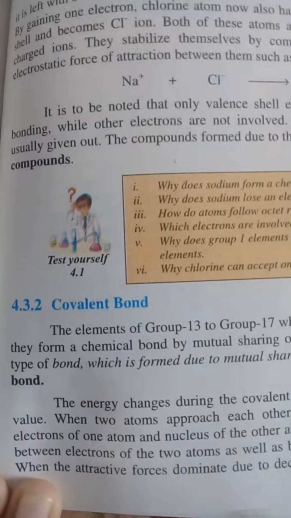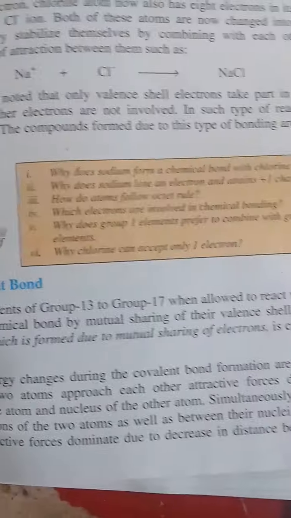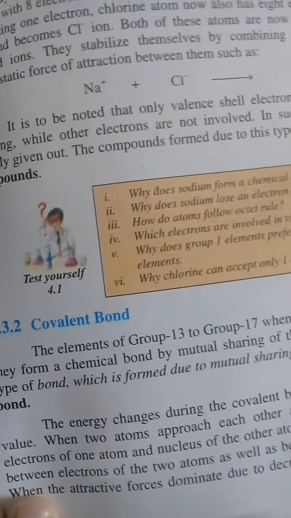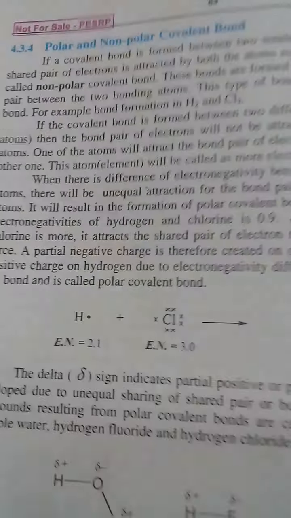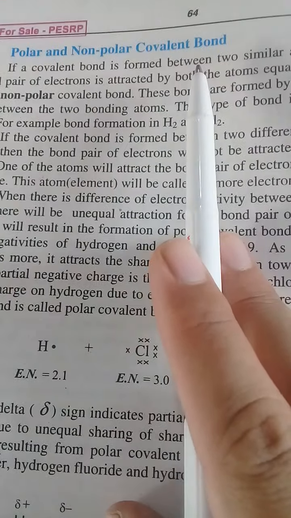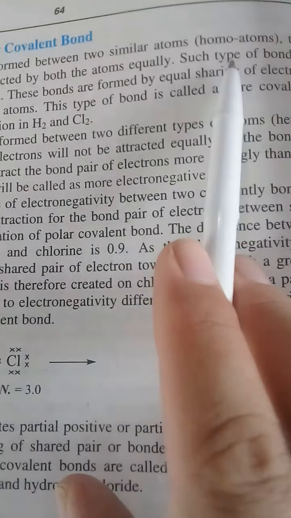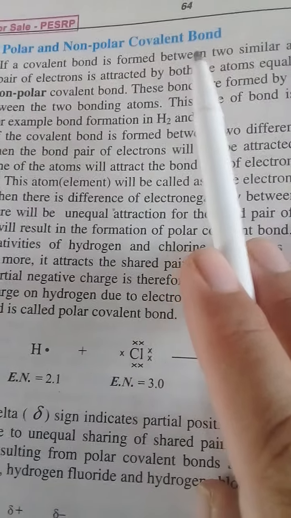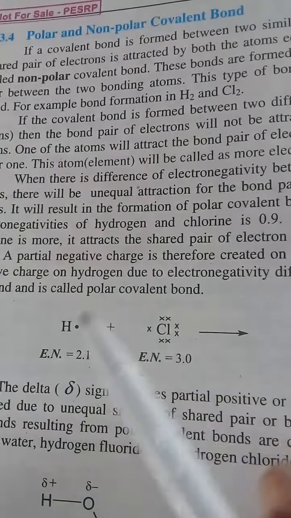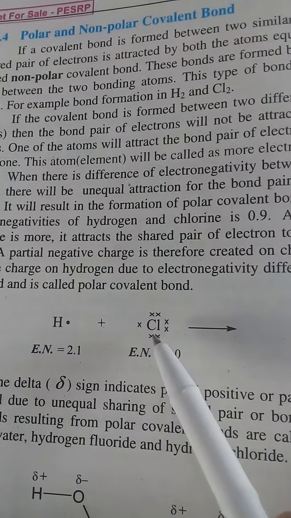Then you will have an idea about the polar and non-polar covalent bond. The type of bond which is formed due to mutual sharing of electrons between two atoms is called covalent bond. Before discussing the polar and non-polar covalent bond, I'll tell you that a covalent bond may be formed between two similar atoms, that are called homoatoms, or between two different atoms, such as between hydrogen and chlorine, that are called heteroatoms.